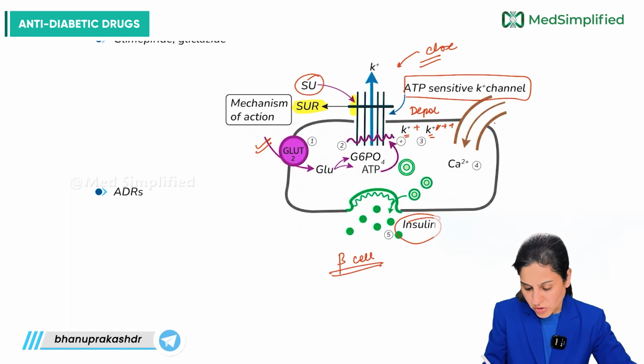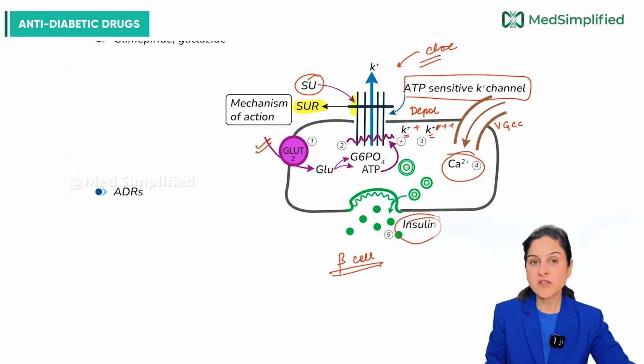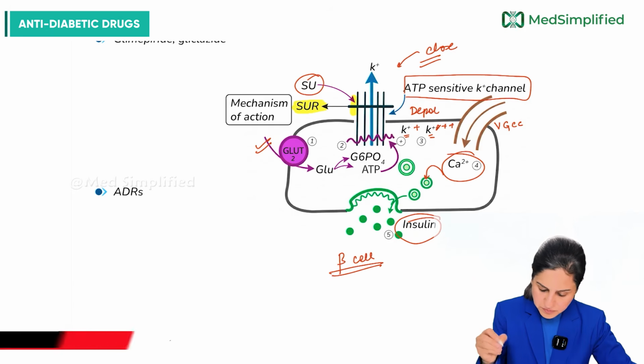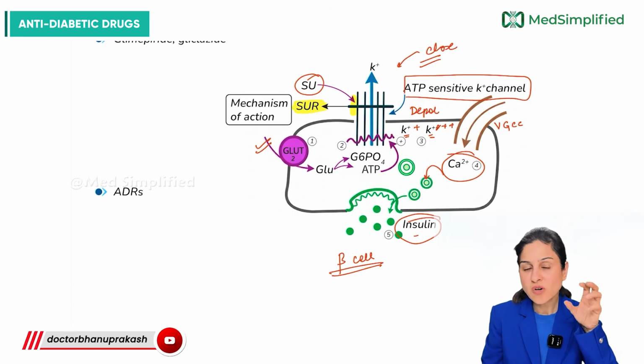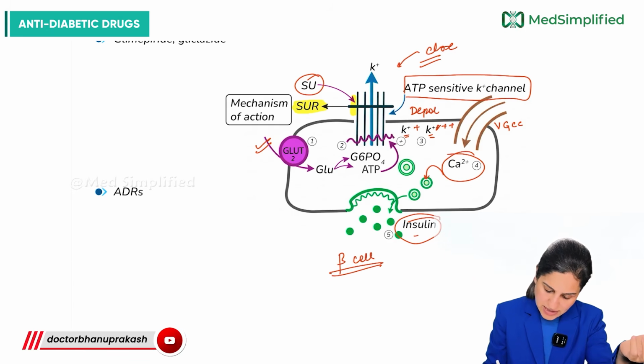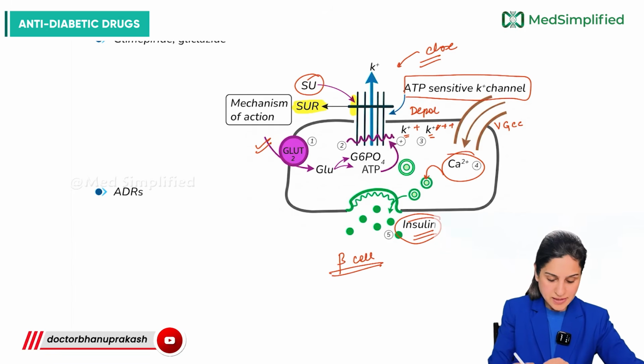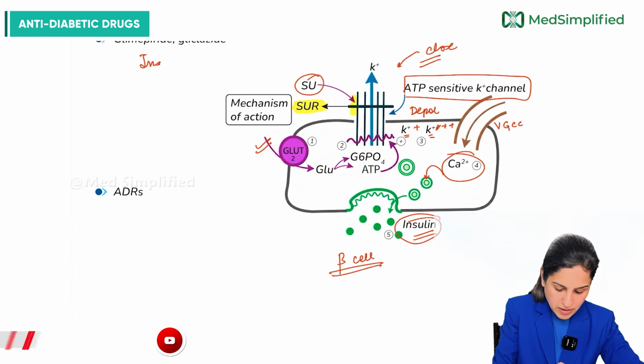This triggers the voltage gated calcium channels and leads to entry of calcium inside the cell. This calcium entry leads to release of the stored insulin, and that is how insulin is released. So they are insulin releasers. That's how we call them.